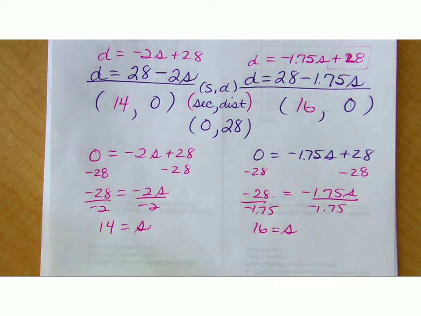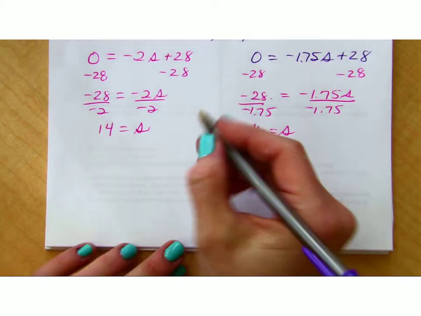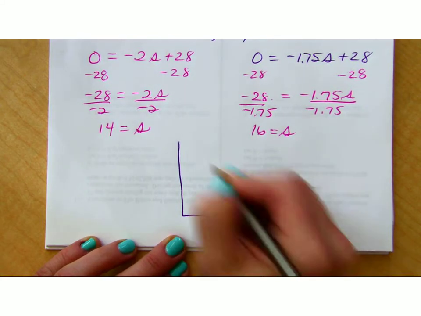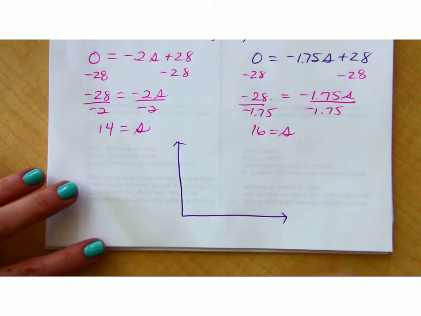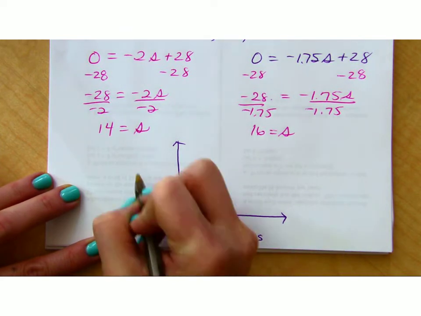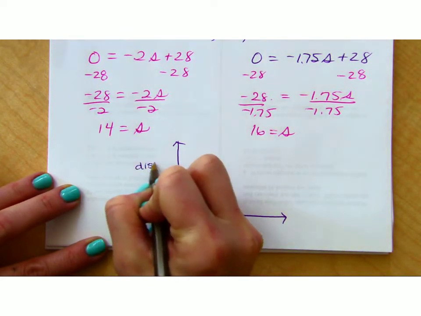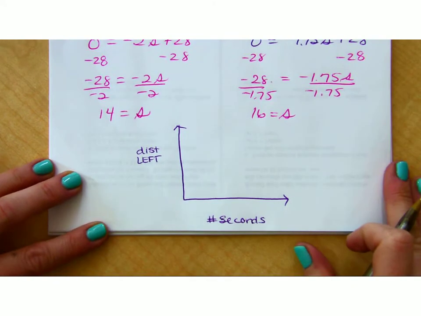The final piece of all of this is, what does it look like on a graph? Sketch what you think it will look like on that graph. Labels and everything. Get fancy. This is your time in seconds. This is your distance left till you get to your destination.